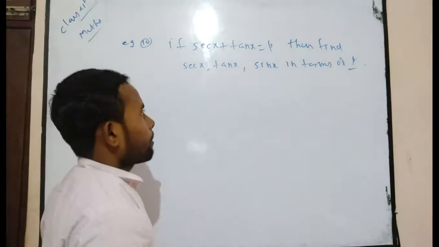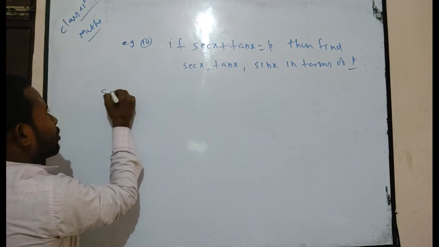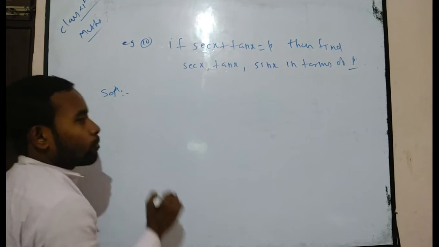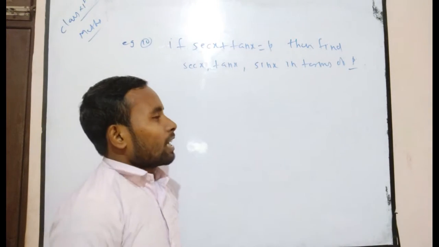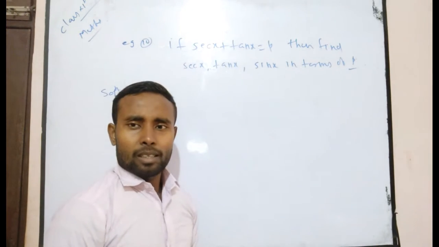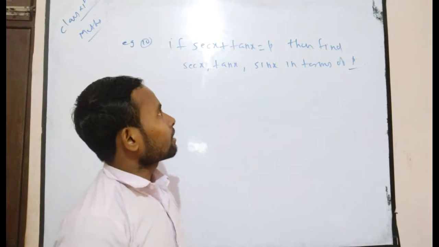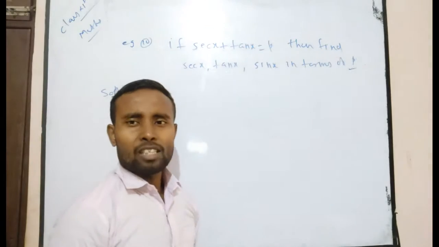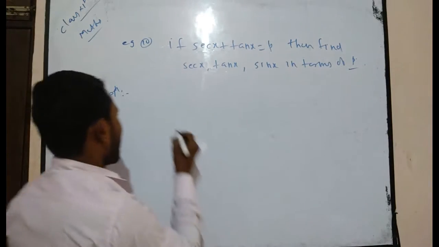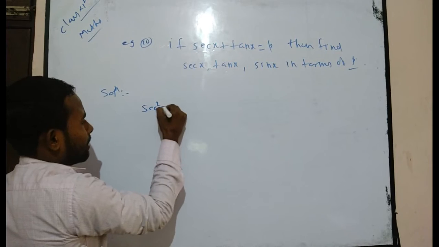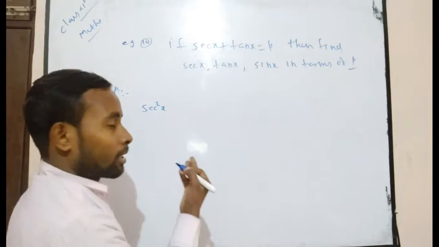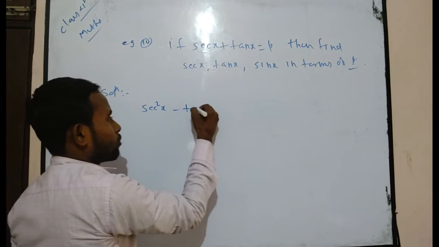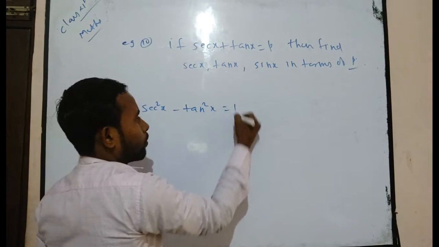Before solving this problem, I want to say there are mainly two processes by which you can solve it. But I want to discuss a smart method that you can understand easily. As you know, in class 10th, you have already studied that sec square x minus tan square x is equal to 1.